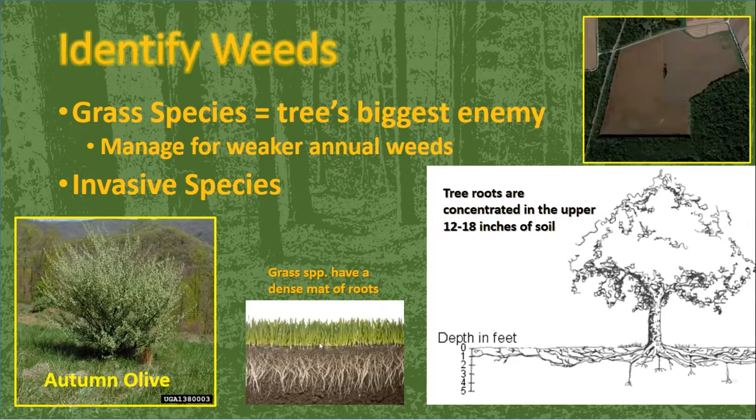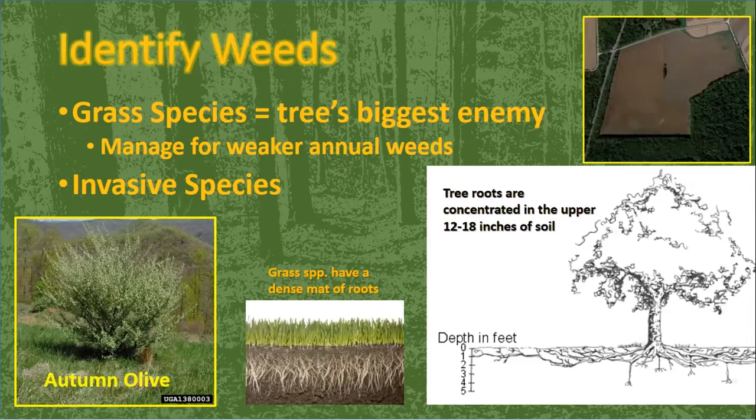Whereas tree roots are concentrated in the upper, and these two pictures are not to scale. That's about 6 inches, where here we have feet. So tree roots are really concentrated in that upper 12 to 18 inches of soil. I really don't like the diagrams you see where it's a mirror image of a tree underground as well as above ground. That's really inaccurate.